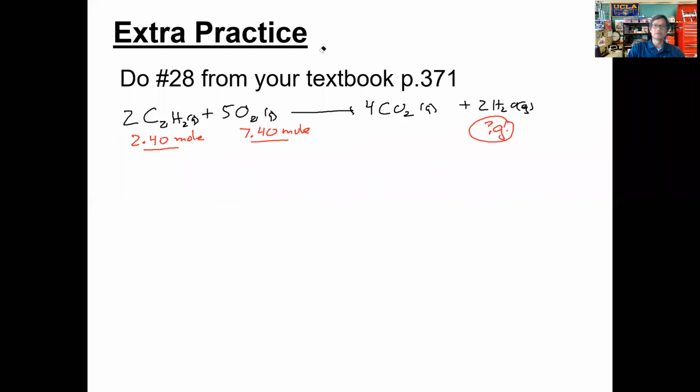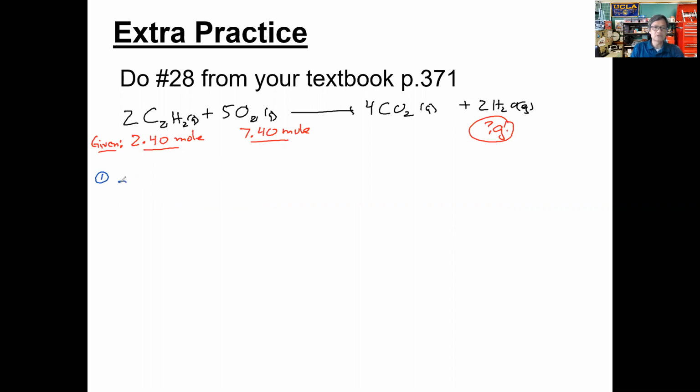I'm sorry, let me go ahead and write this a little bit more neatly. So they give us the given amounts right there. The very first calculation we're going to do is a limiting reagent calculation. That is, we have to figure out which one of those two reactants runs out first. So pick one, and I'm just going to arbitrarily pick the first one.